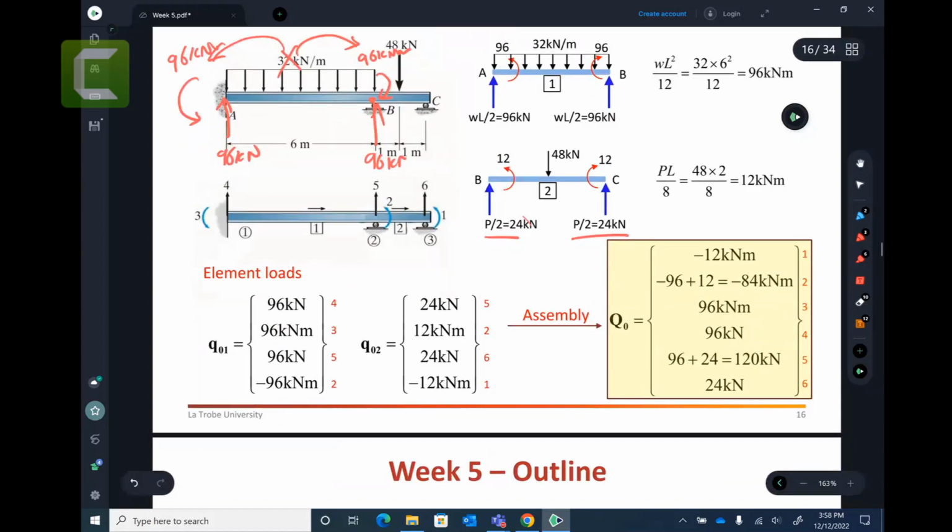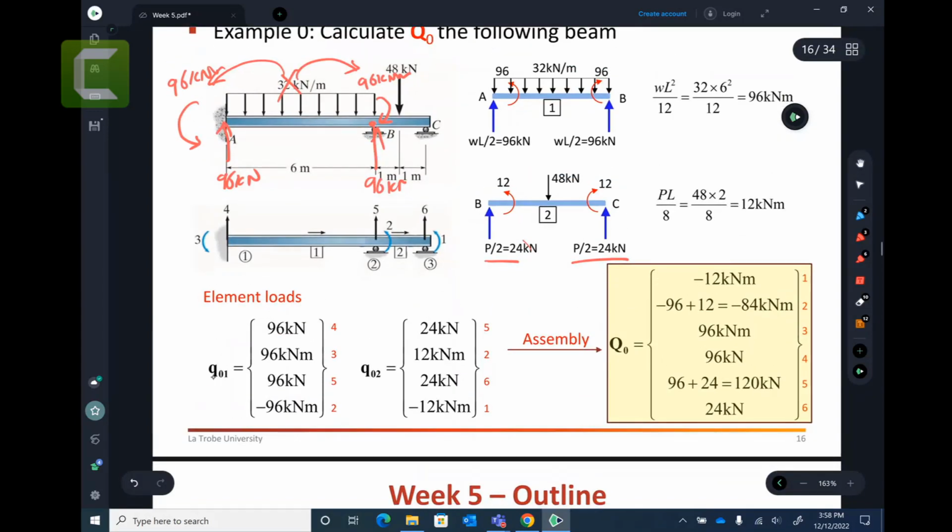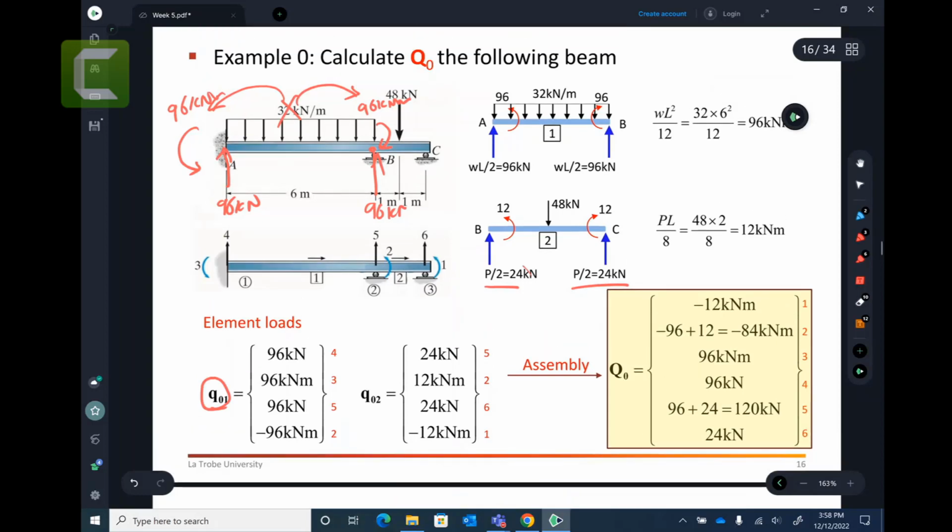So now what we do is put this in Q01. How do we put it? You can look at 4, 3, 5, and 2. You just follow the sequence. You can see this arrow going left to right, so we always put the near node first: near node verticals, and near node rotations. And then the far node verticals and rotations. That's the sequence that we always follow.